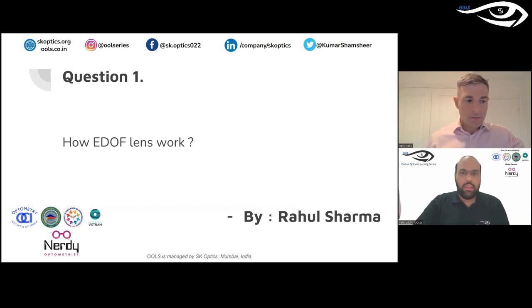What could be the cause of that? Is there anything in the literature which suggests that? Well, optically, you are getting rid of some of that vertex distance. So certainly for a myope, you're changing the way that image is perceived in the brain. So obviously there are huge advantages there of increasing field of view and depth of focus.